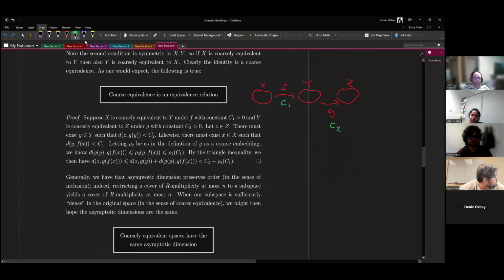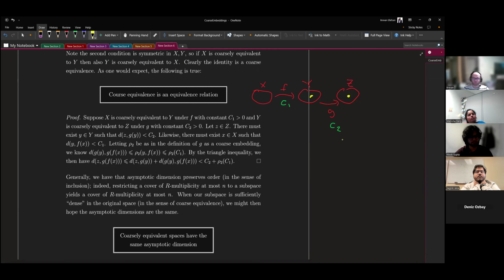Okay, so we choose some point little z within our space Z. We know there must exist some point little y over here, such that its image is close to z when you map it under g. That's what it means to be a coarse equivalence. And it'll be bounded by this constant C2. Likewise, given y, we can pull that back to a point x here, such that the distance between f of x and y is going to be bounded by C1.